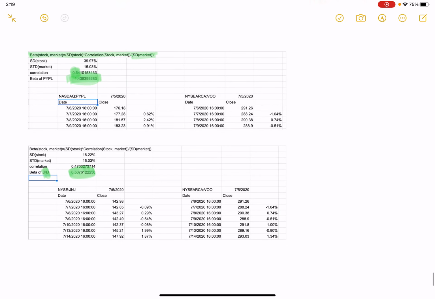So that's the practical aspect of this session, where you can use these concepts of correlation, covariance, security market line, tangent portfolio, and beta to build a portfolio with the lowest beta and highest return.